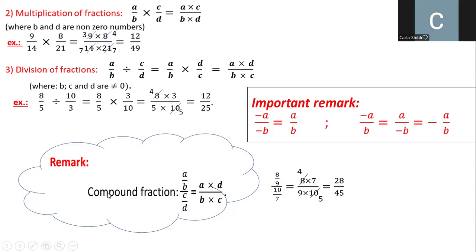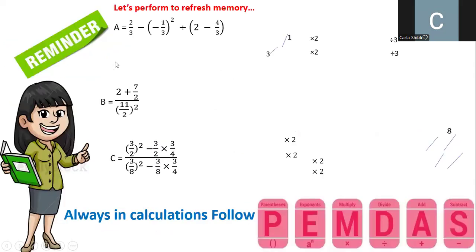Let me remind you of the compound fraction. It is a fraction whose numerator is a fraction and denominator is a fraction. A over B over C over D. How can I change the compound fraction to a simple fraction? I multiply the numerator by the denominator, far times far over near times near. So A times D over B times C to change your fraction into a simple fraction. Please solve all the examples given on a draft.